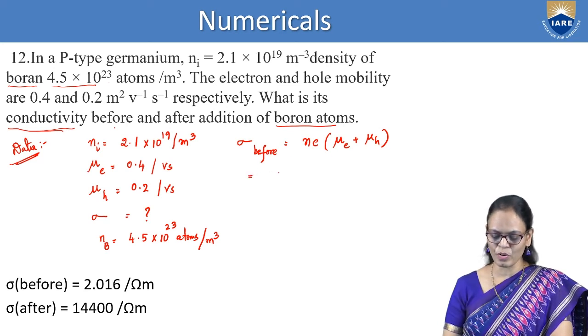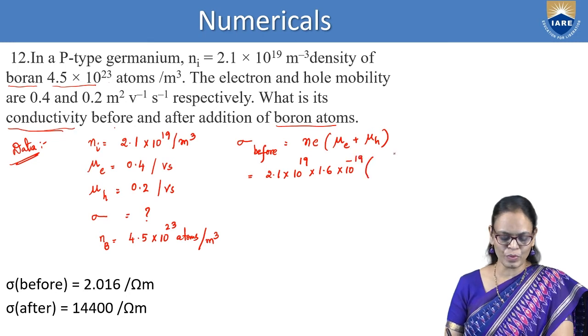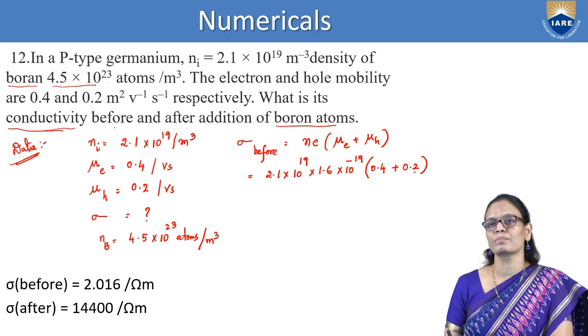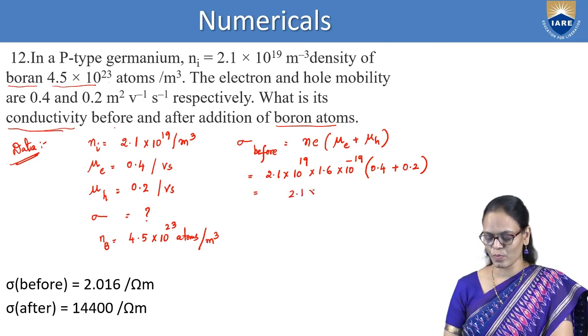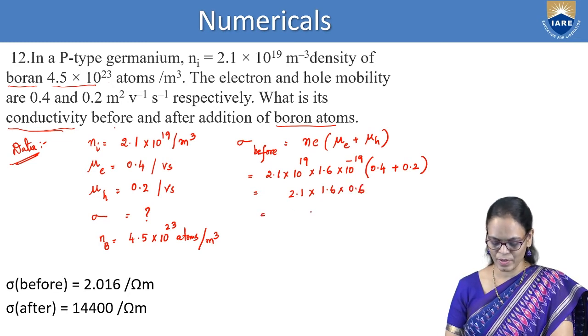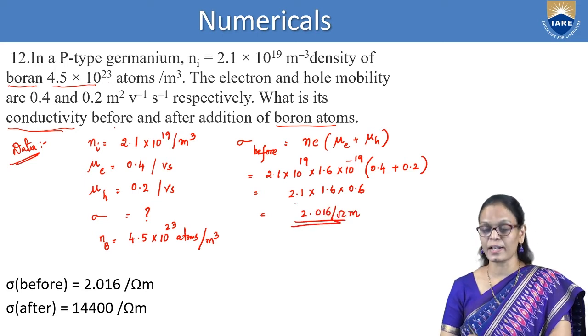So what is the value of n given? 2.1 into 10 power 19. The value of e is 1.6 into 10 power minus 19, and mu E plus mu H is 0.4 plus 0.2. 10 power plus 19 and minus 19 will get cancelled. So 2.1 into 1.6 into 0.6 will give us 2.016 per ohm meter. This is the conductivity before.